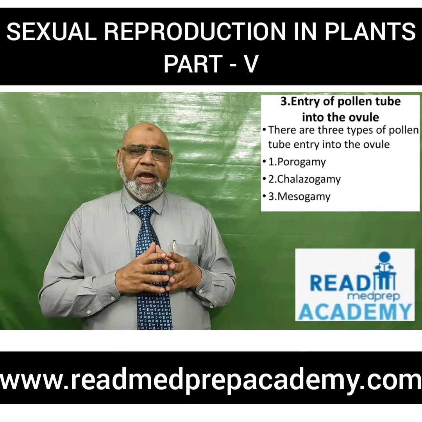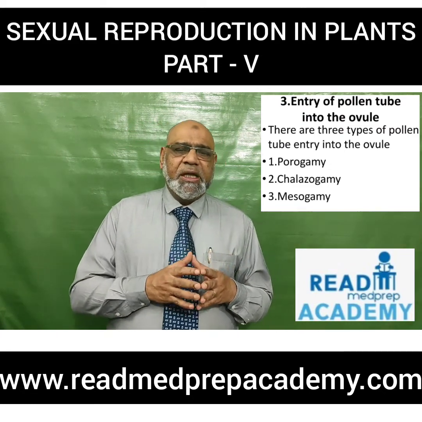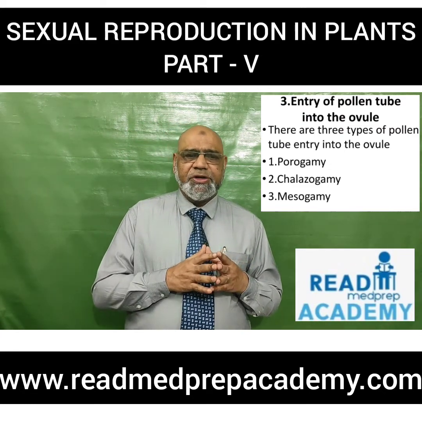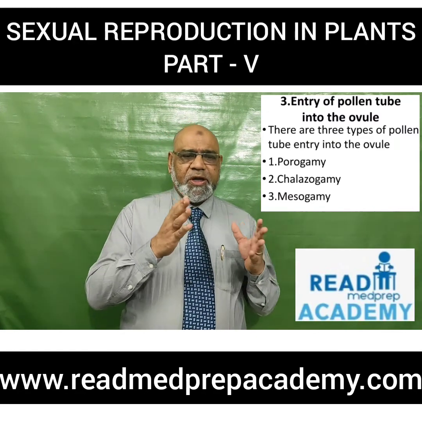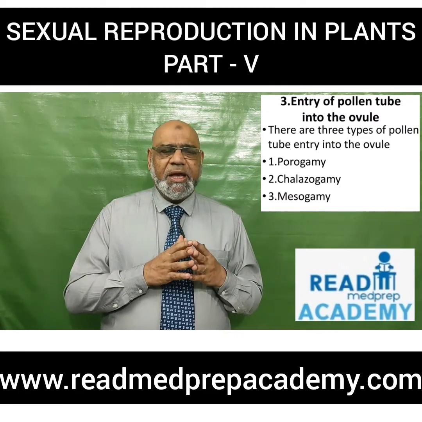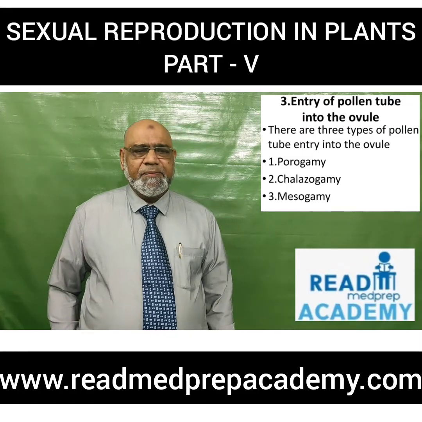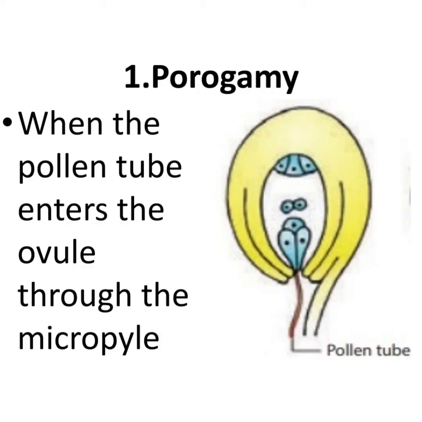Now, let us move on to the entry of the pollen tube into the ovule. There are three types of pollen tube entry into the ovule. One is porogamy, number two is chalazogamy, and number three is mesogamy. What is porogamy? When the pollen tube enters the ovule through the micropyle, it is called porogamy. You can see in the image on the right side.